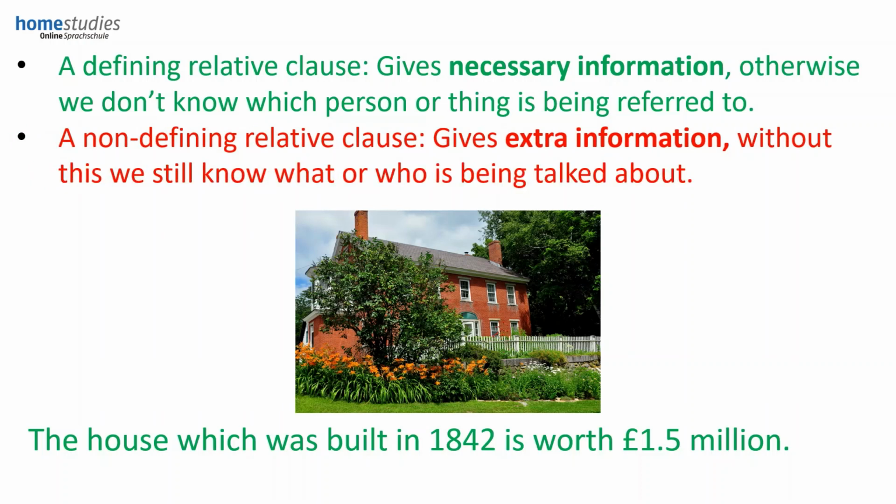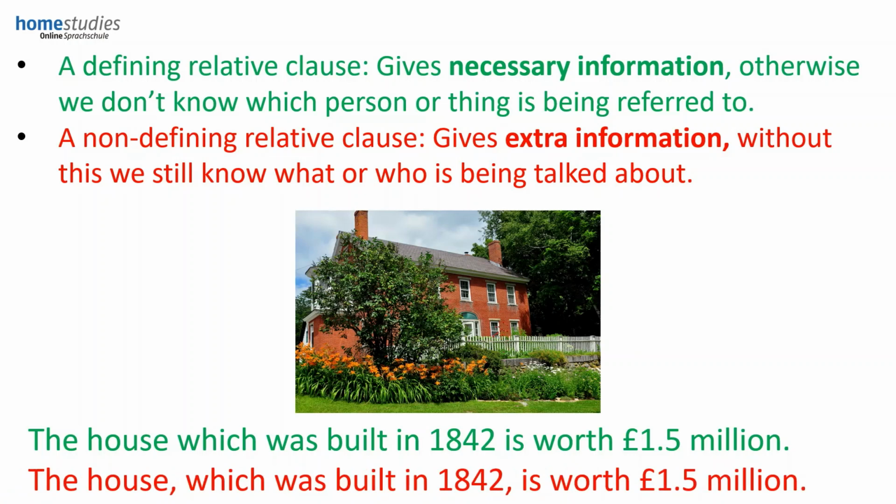However, a non-defining relative clause gives extra information. Without this extra information, we still know what or who is being talked about. And remember the commas. The house, which was built in 1842, is worth £1.5 million. Okay? So, the key thing here is the house is worth 1.5 million. But in the defining relative clause, the essential information to identify this house is the fact that it was built in 1842.